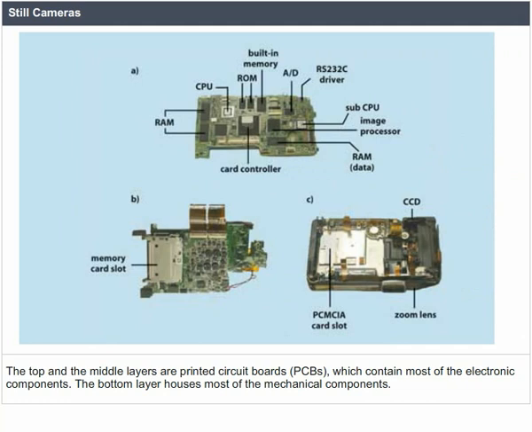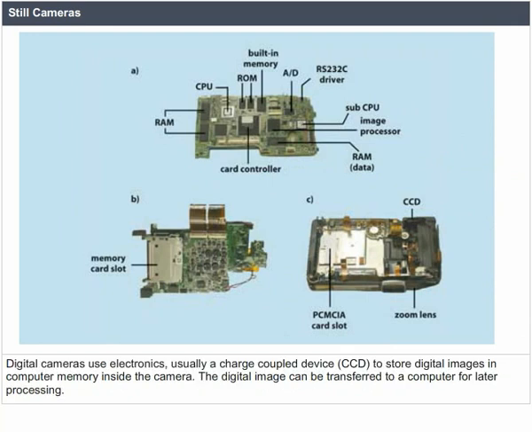The bottom layer houses most of the mechanical components. Digital cameras use electronics, usually a charged coupled device, CCD, to store digital images in computer memory inside the camera. The digital image can be transferred to a computer for later processing.